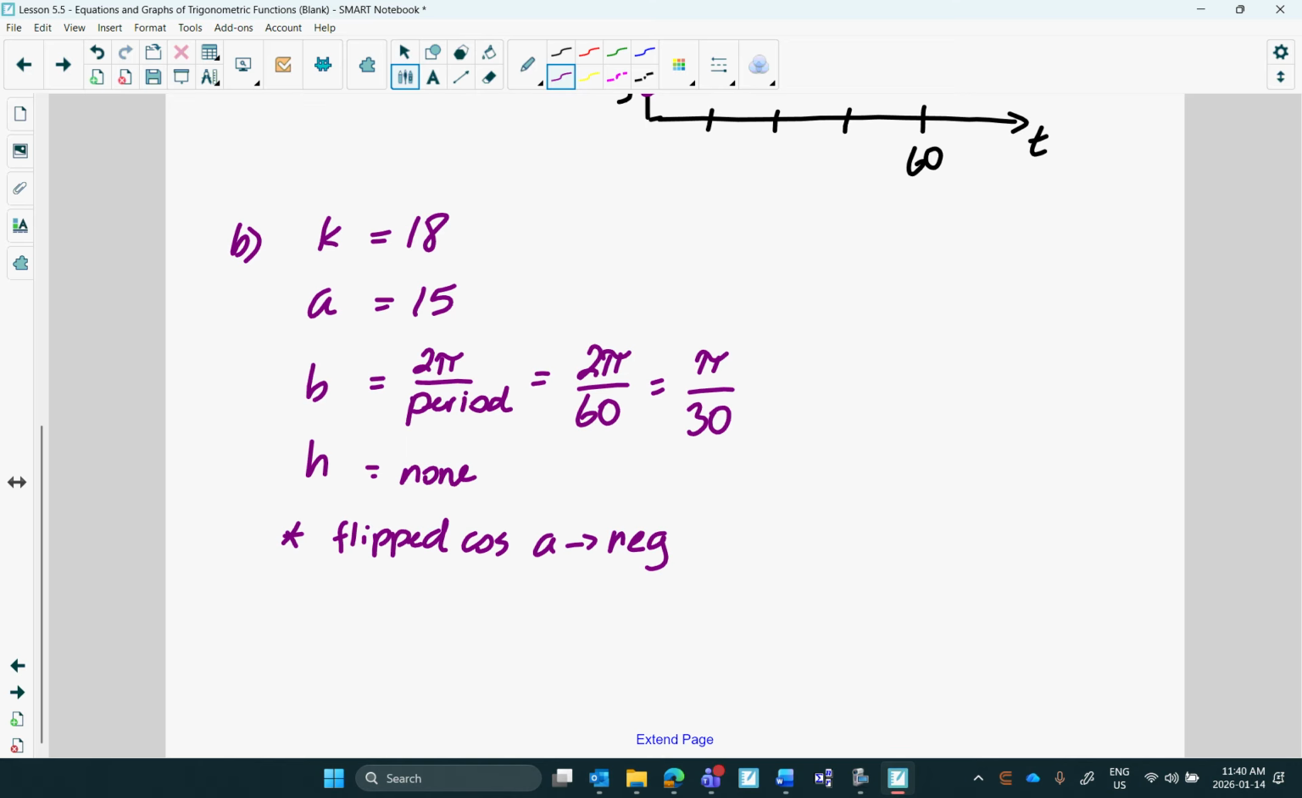Now we're ready to write the equation. Y equals A, which is 15, but I also need a negative in front of it, cos B, which is pi over 30, times X. There's no shift, so I don't put anything in parentheses. And then the midline, plus 18.